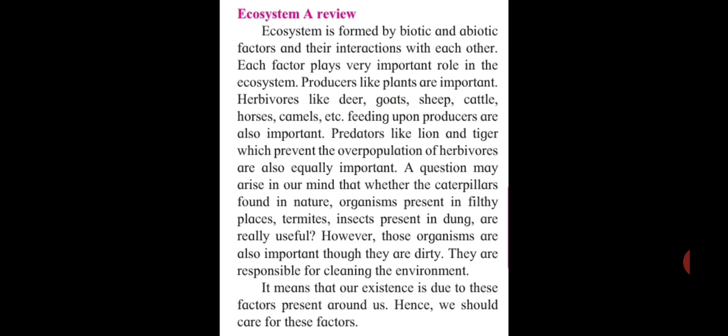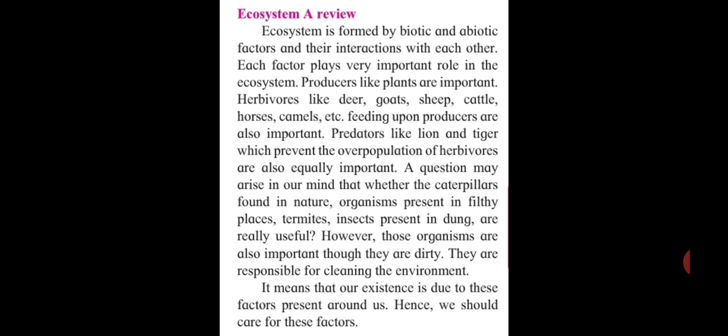If you're able to recall the topic of ecosystem which we had discussed in standard 9, there was a chapter taught to you, energy flow in an ecosystem, in which we had discussed different types of consumers, like primary consumers, secondary consumers, tertiary consumers. So all organisms except plants are called consumers. Consumers are dependent on producers, and all together this maintains the balance in our ecosystem.